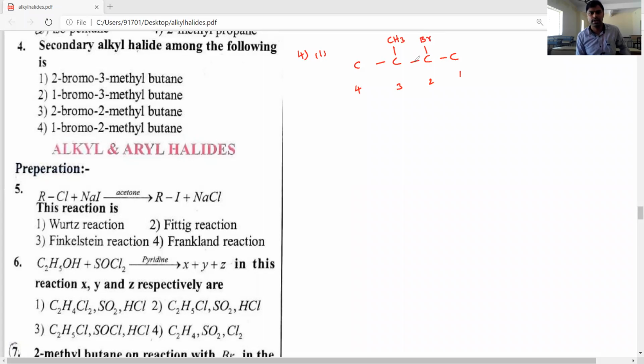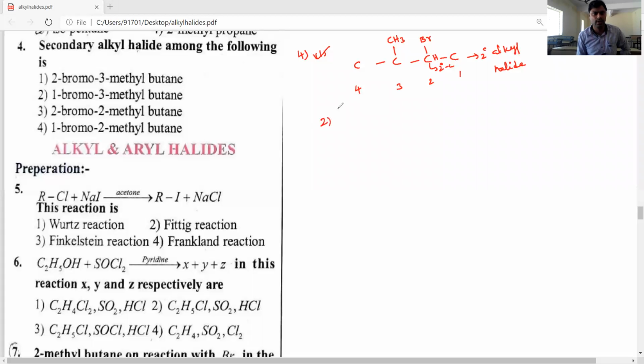See, the bromine, halogen is present at the second carbon. This carbon is connected to 2 carbon atoms. That's why it is called a secondary carbon. The halogen is present on the secondary carbon, that's why it is a secondary alkyl halide. So the answer is the first one. Let's see the second, third, fourth.